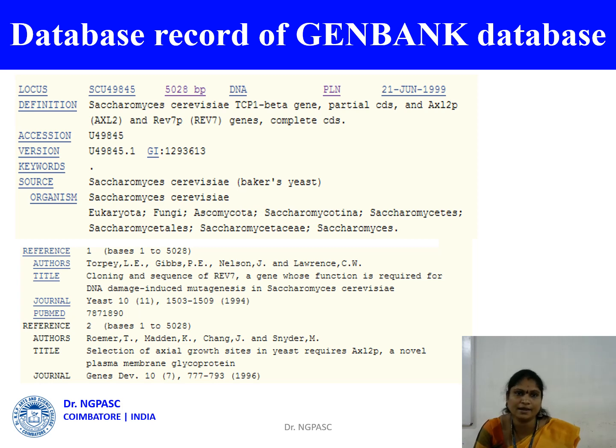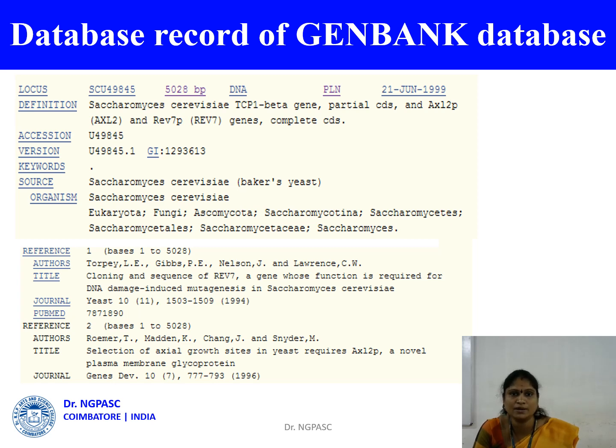See here the locus. One example is given, SCU49845. That is the locus. Then 5028 bp, the base pair, that is the length of the sequence. Then it is found to be a DNA sequence, that is, the molecule is DNA. So PLN denotes the plant species. Then this data was published on 21st June 1999.